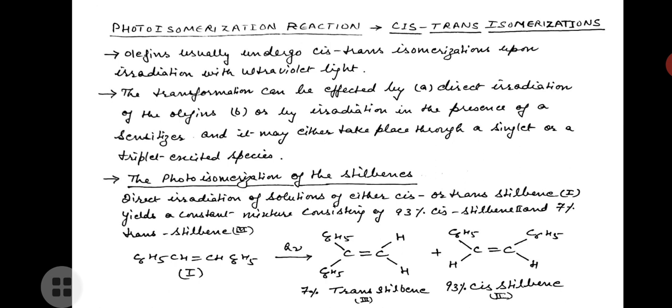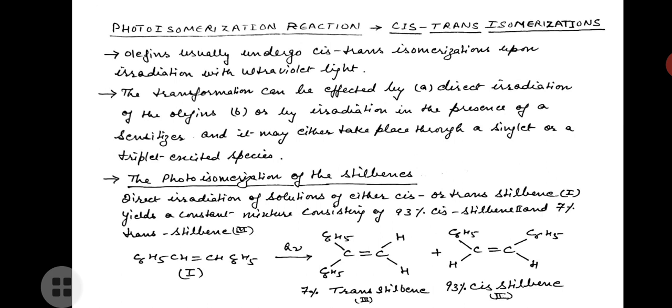The bond rotational activation barrier is typically 40 to 60 kilocalories per mole for the rotation of the double bond in an olefin. Therefore, thermal energy is not available at room temperature to cross over the barrier for the cis-trans isomerization process to take place. Therefore, olefins usually undergo cis-trans isomerization upon irradiation with UV light.